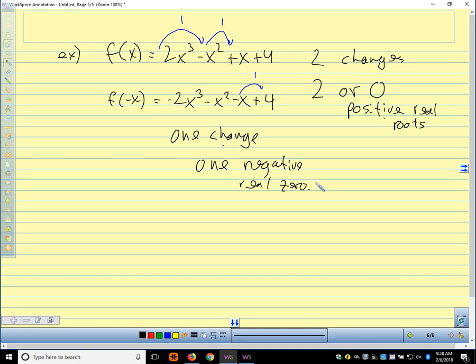Now, if you came up with a polynomial that had 5 sign changes, that would tell you you'd have 5, 3, or 1 real zero, depending on which sign change you had. If you had 6 sign changes, you'd have 6, 4, 2, or 0. You go down by 2 until you get as small as you can. All right, questions?